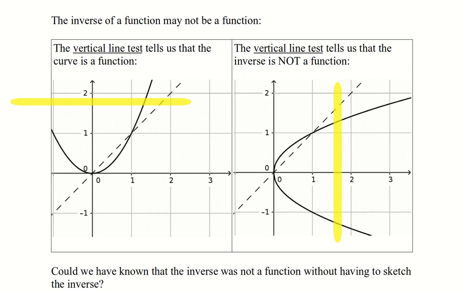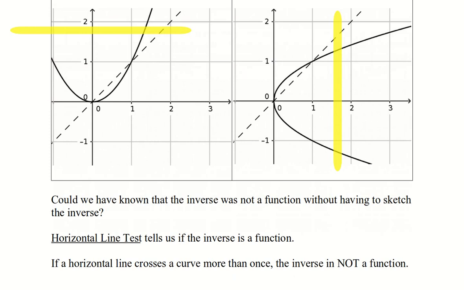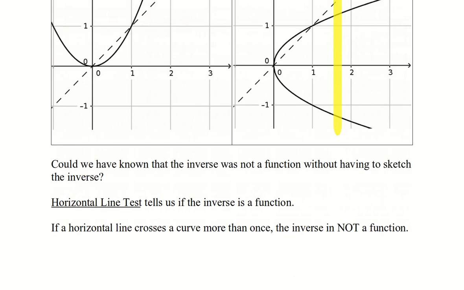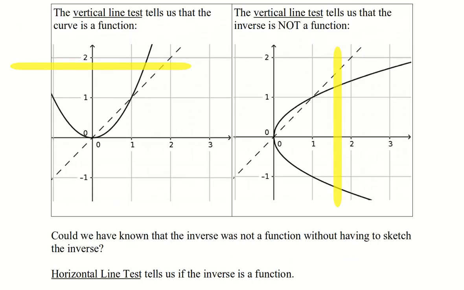It tells us when a horizontal line crosses the curve more than once, the inverse is not a function. So the horizontal line test tells us if the inverse is a function. If a horizontal line crosses a curve more than once, the inverse is not a function. The inverse still exists. We still have an inverse. It's just not a function.